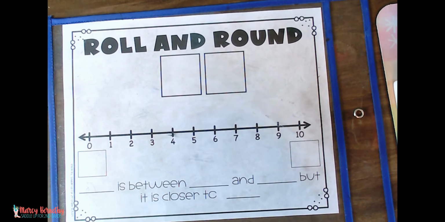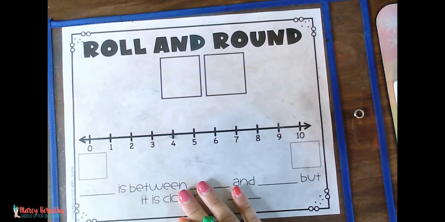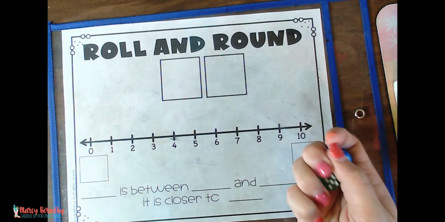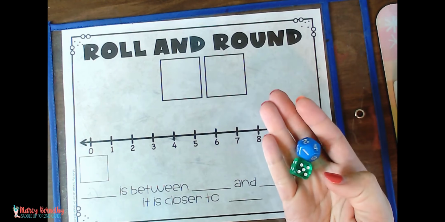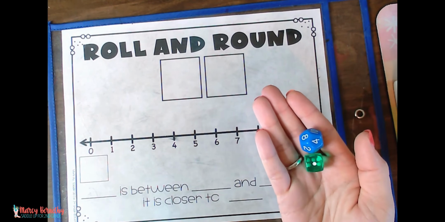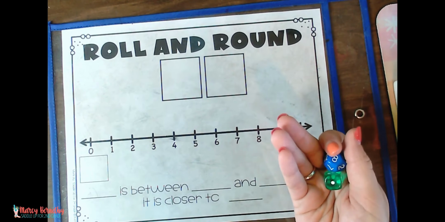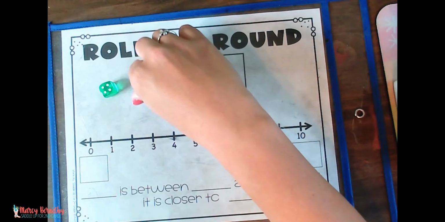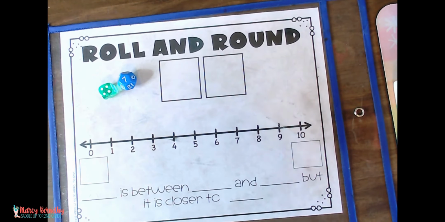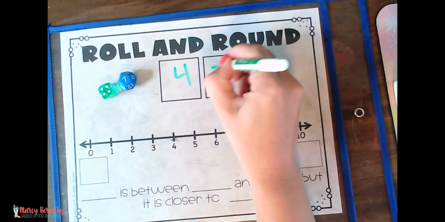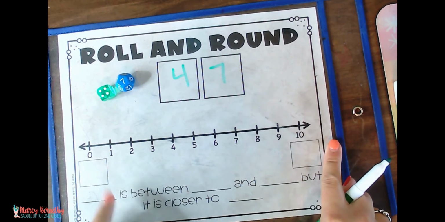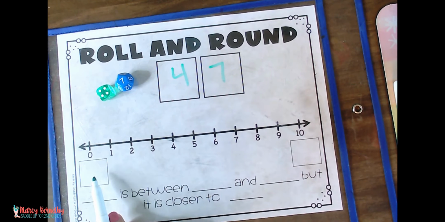To practice this in small groups, I like to use a roll and round activity, and you can use several different kinds of dice. I'm actually going to use a 6-sided die and a 10-sided die so that I can create higher numbers. What we would do is we're going to roll the dice to create a 2-digit number. So I have the number 47.